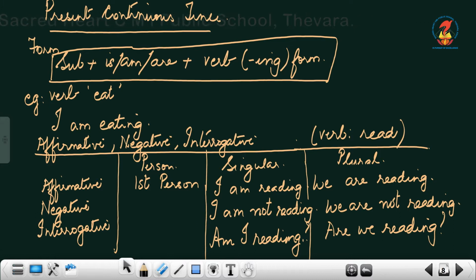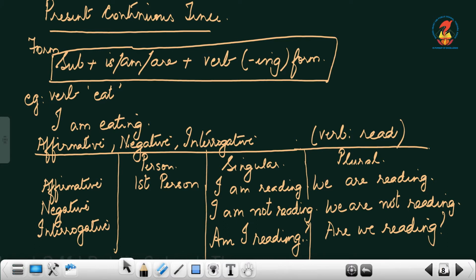So I'll do the first person here. Your first person in the singular is I, and in the plural form it is we. Now your given verb, I have told you, is read. Since we are doing present continuous tense, you will express it as I am reading. In the plural, we are reading. If it is in the negative, I am not reading, we are not reading. If you have to express it in the interrogative, am I reading, that is in your singular, and if it is in the plural, are we reading.